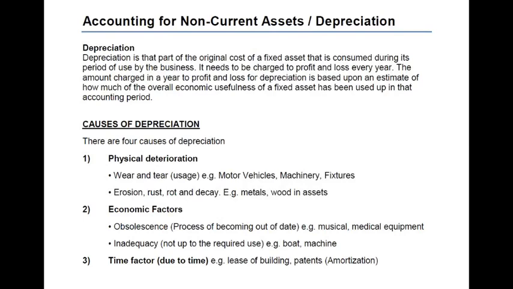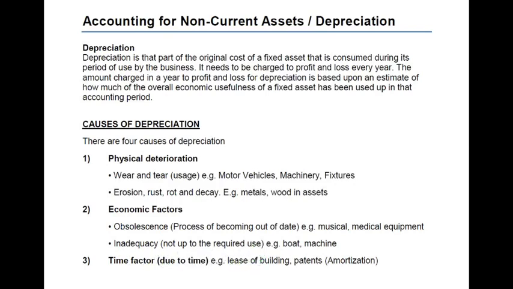Although it is box packed, it is not used at all, but it reduced its value during the years. Why? Because of economic factors, obsolescence. The iPhone is now out of date because now there are new generations coming, maybe iPhone X or some other latest models. So this is known as economic factors. Mostly it happens with medical equipment or musical equipment or computers or laptops and gadgets, and anything that is related to technology, it becomes obsolete very soon.